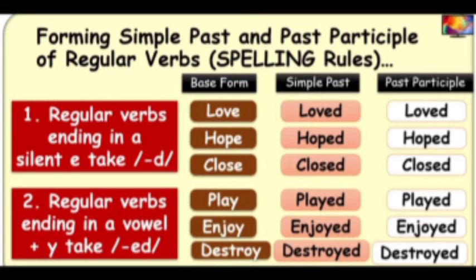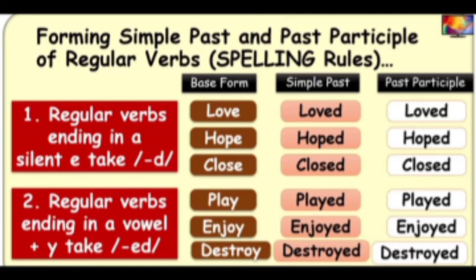Listen carefully. In forming the simple past and past participle of regular verbs, there are certain spelling rules. Let's see that. First, when regular verbs end in a silent E, they take D to form their simple past or past participle. For example, love, loved, loved. Hope, hoped, hoped. Close, closed, closed. We can see that these three words end in E, so that's why we have added D to make their simple past and past participle forms.